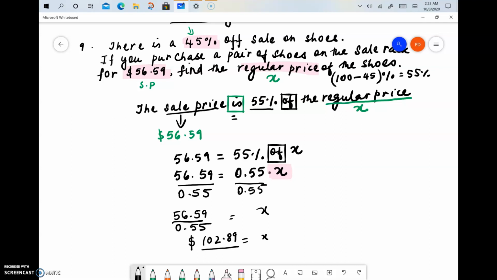So the shoes cost $102.89. When there is a 45% off sale, it's going to cost less, and that is the sale price of the item.